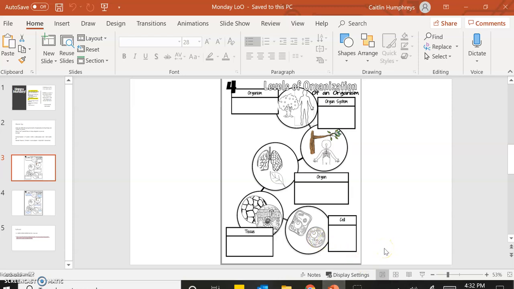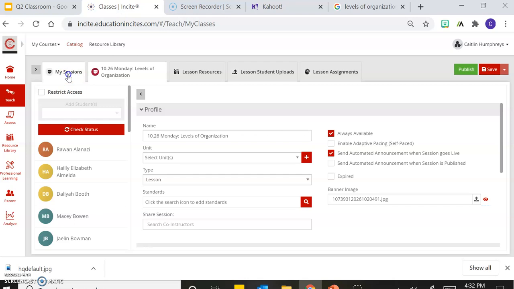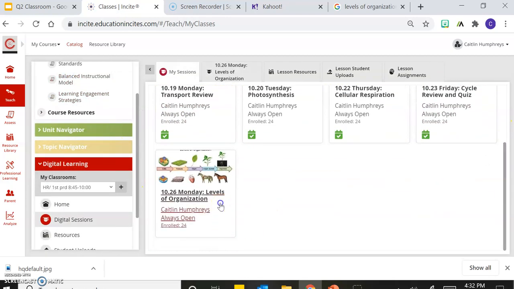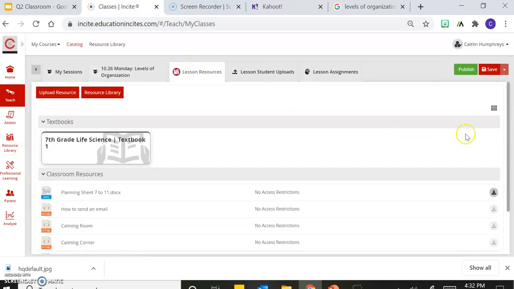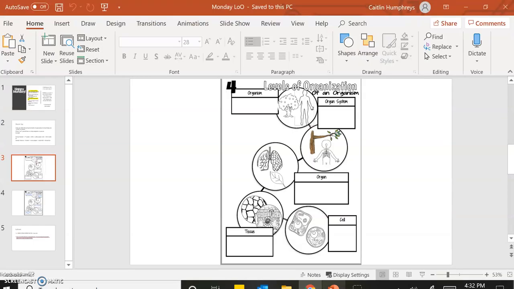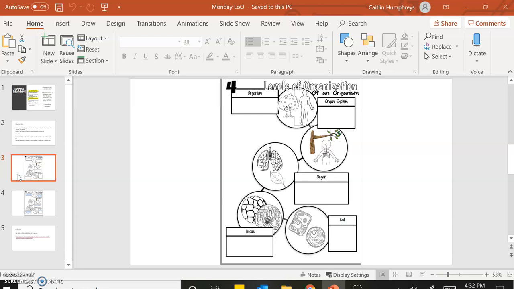We're going to do a quick review of levels of organization in 5 minutes or less. If you look on your student CTLS, you will see our new session, levels of organization. If you go into those resources, you will see the PowerPoint. On this PowerPoint, it does have an answer key, and it's basically repeating itself. It's groups of cells, groups of tissues, groups of organs, groups of organisms. But we're going to do a quick little deep dive into what exactly all of this means.